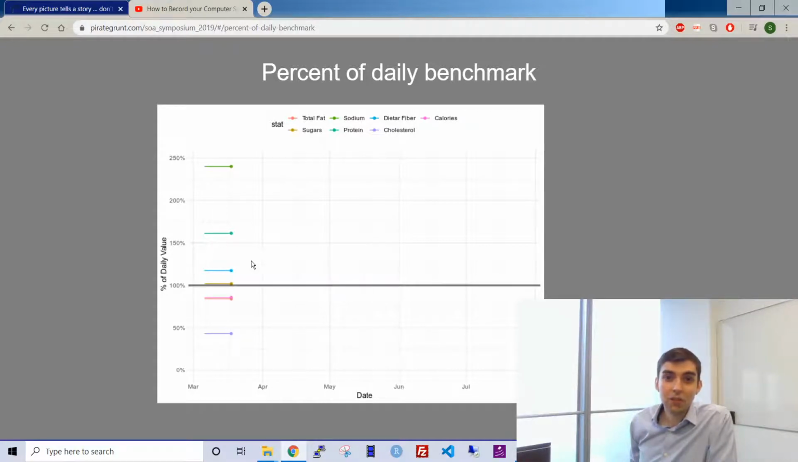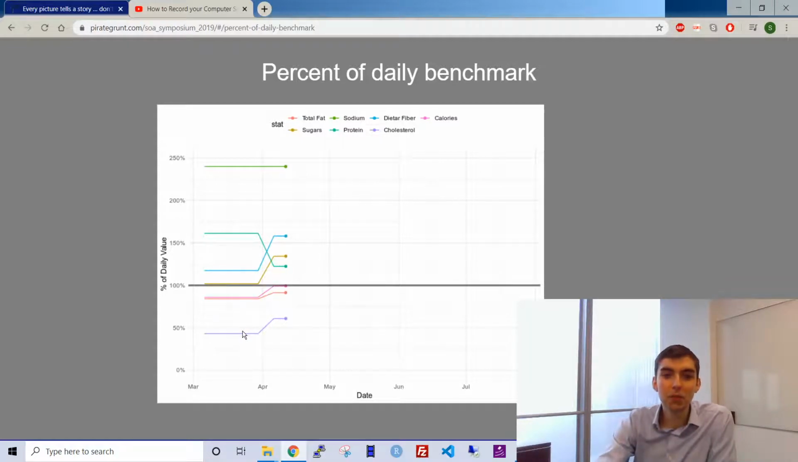You can see that my sodium starts out really high. I'm eating a lot of Hungry-Man meals, like mac and cheese, like processed food that has salt as a preservative. I'm eating 2.5 times as much salt as I should be eating. My cholesterol is way down here on the bottom in the purple, which is fairly low.